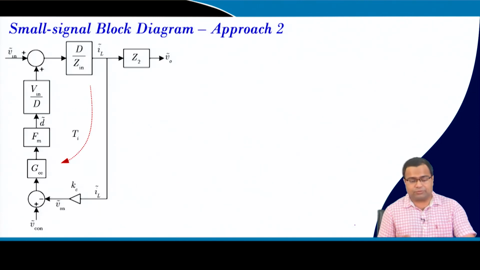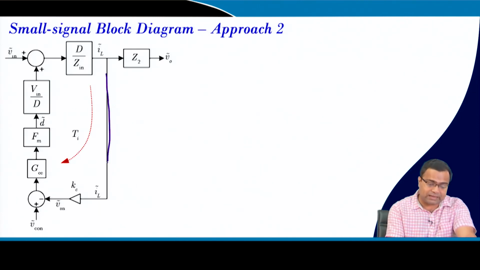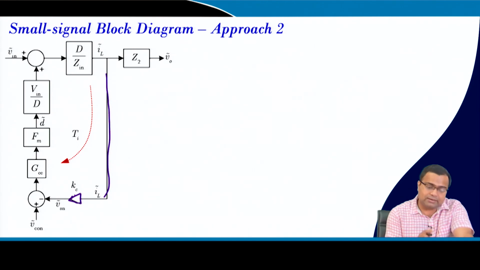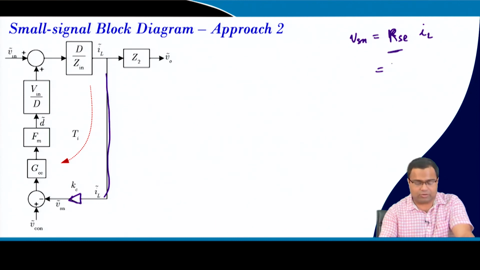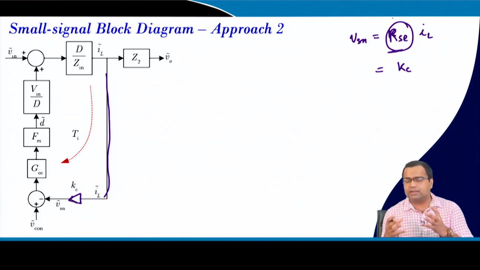In another approach, we may not need to put a low pass filter, but we can put a current sensor gain, because this current sensor gain is coming. What is that? We know that V sense is nothing but R equivalent into IL, right. So, you can talk about this Kc as a current sense gain which has a dimension of resistance, right, because it is a voltage.